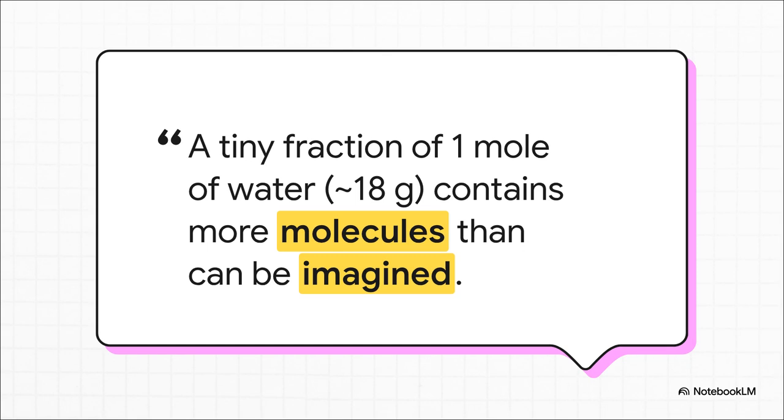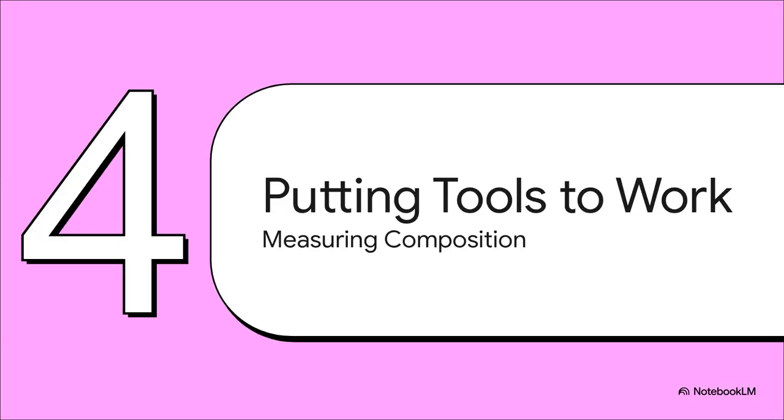And to really get your head around this scale, think about this. Just 18 grams of water, that's like a tiny sip. That's 1 mole of water. And that little bit of water contains over 600 sextillion individual H2O molecules. I mean, the numbers we're dealing with here are just absolutely staggering. Okay, so we've got our tools, we can weigh a molecule, and we have this amazing bridge called the mole. Now let's actually put them to work and see how they're used to measure the world all around us.